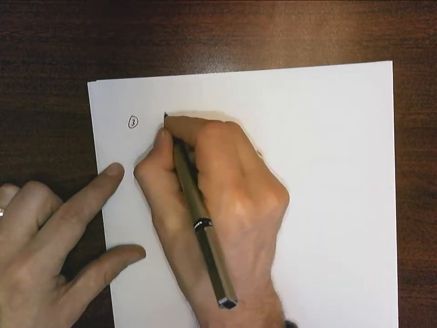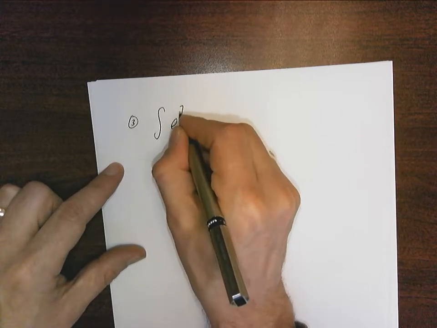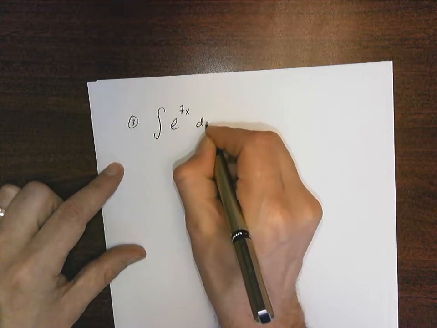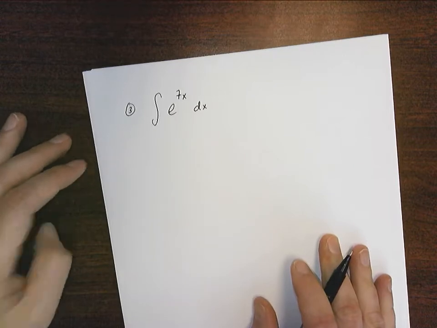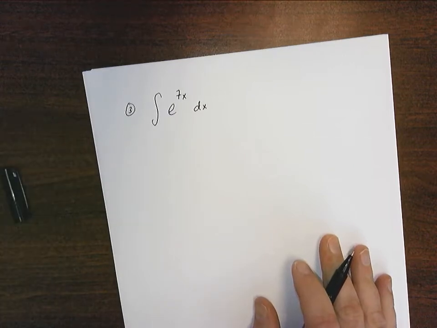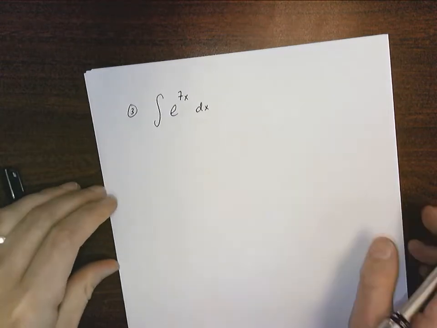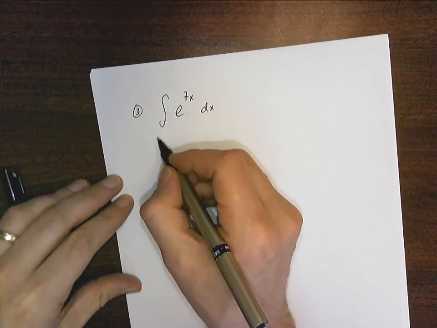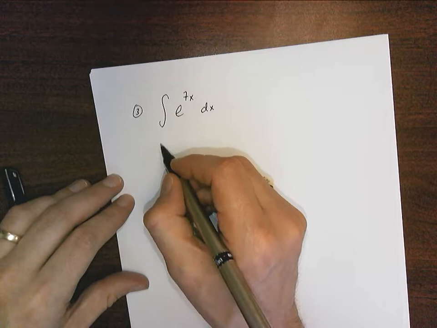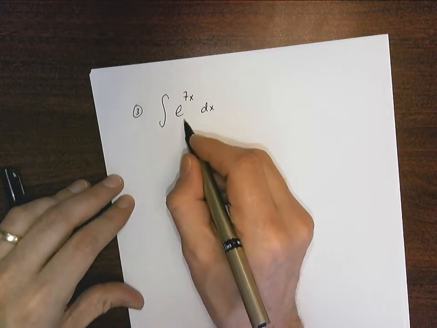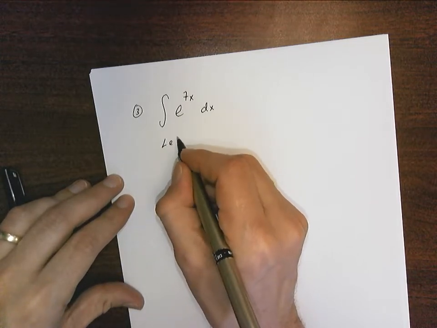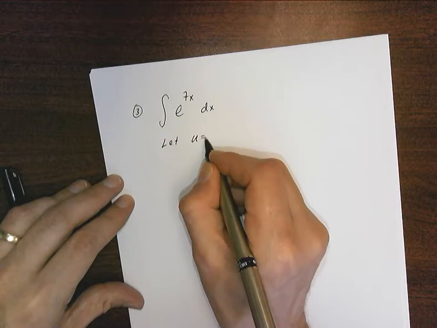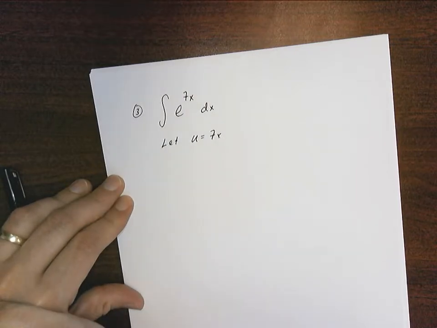Number 3, the integral of e to the 7x dx. We've done questions like this before, without using integration by parts, by sort of thinking about it, or without substitution. Integration by parts is another method of taking the integral. We're going to look at that later on. But this is a method of substitution. So you're going to let u equal 7x.